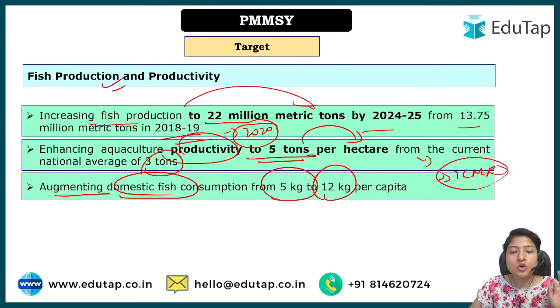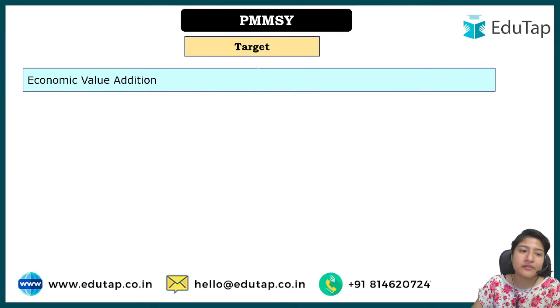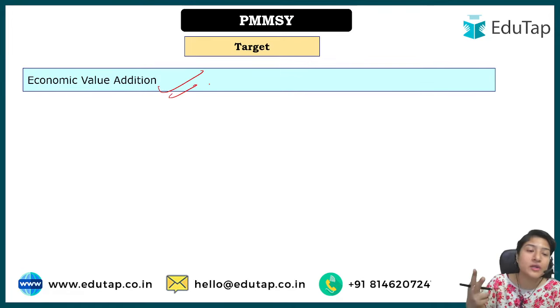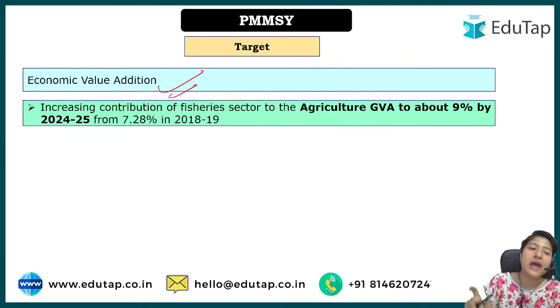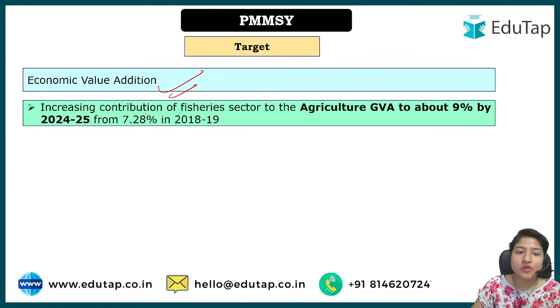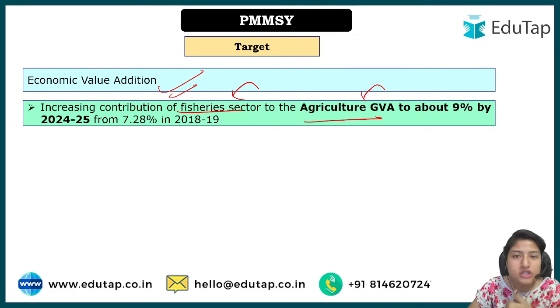ठीक है, so currently what we have in India is 5 kg, but we have to increase that to 12 kg per capita. ठीक है, apart from that, जो आपका second component था, that was economic value addition. So now here we are focusing on the economy and how this Matsya Sampada Yojana should add value to that. First of all, we have to increase the fishery sector's contribution to our agriculture gross value added, whatever GVA we have in agriculture, to about 9%.